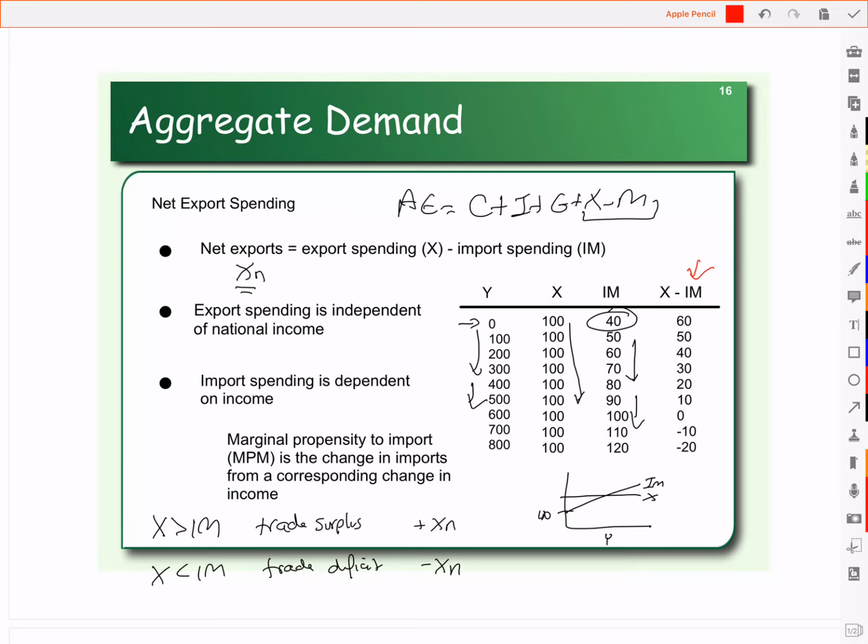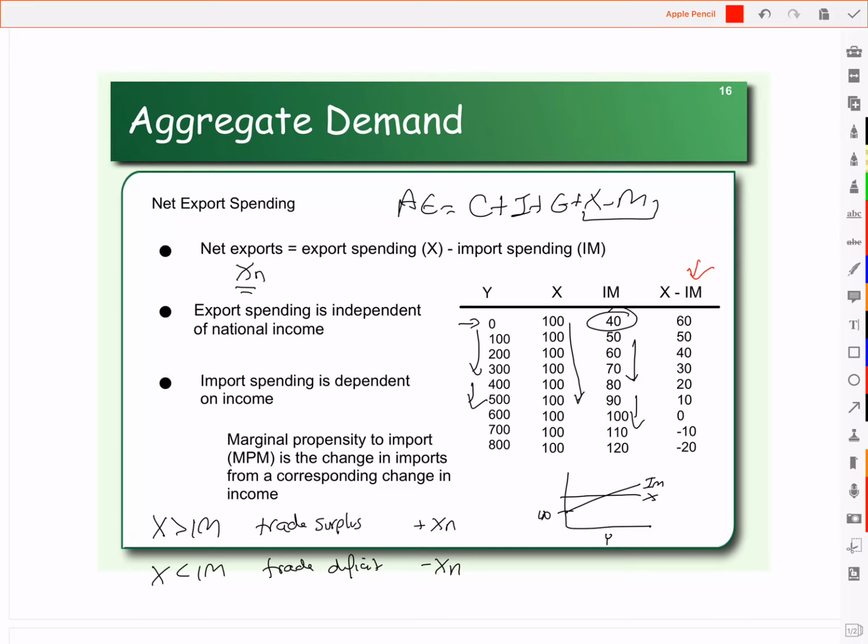And we can keep going all the way until our exports are 100 and our imports are 120. And at this point, the imports are more than the exports, so our net exports are a negative 20. What this means is that we're bringing in $100 from selling goods to other countries, but we're buying $120 worth of goods from other countries. So on net, the money is leaving our country. $100 is coming in, $120 is going out, so minus $20 is our net exports.